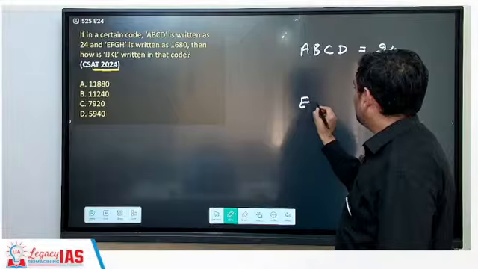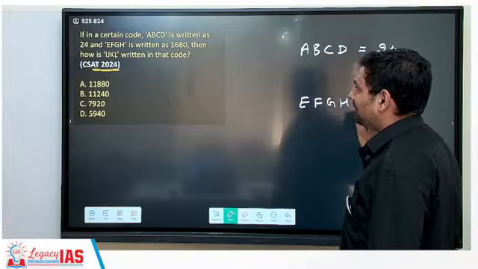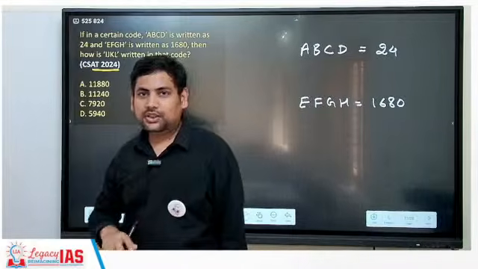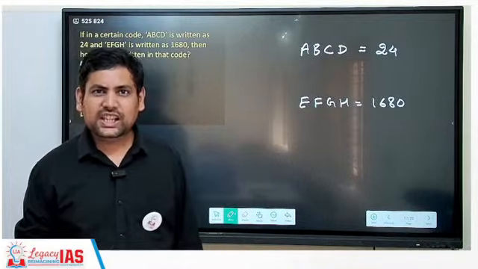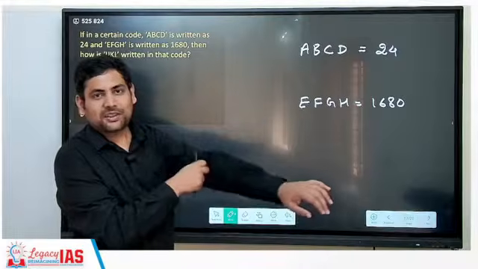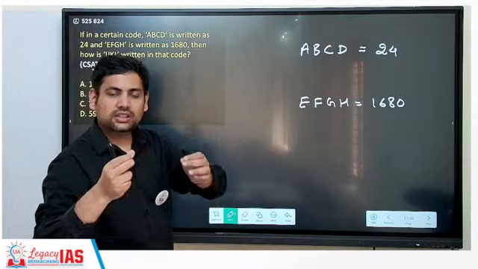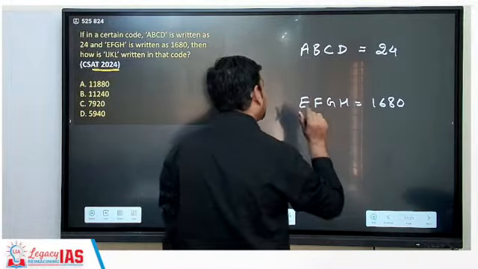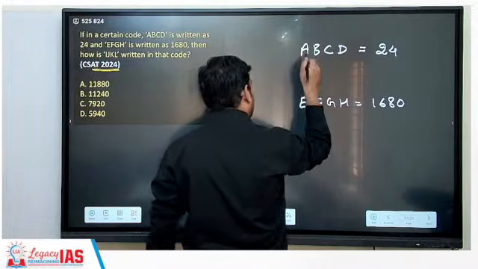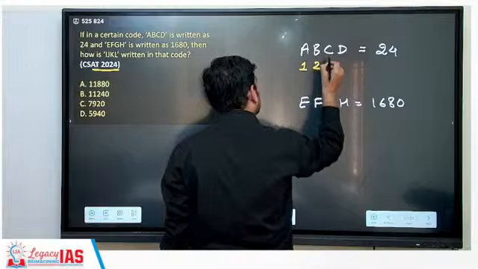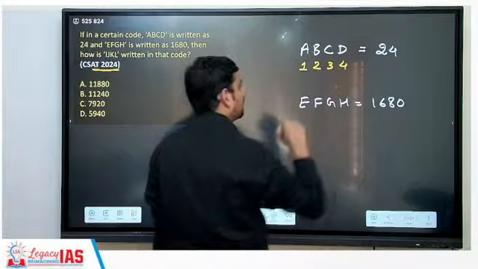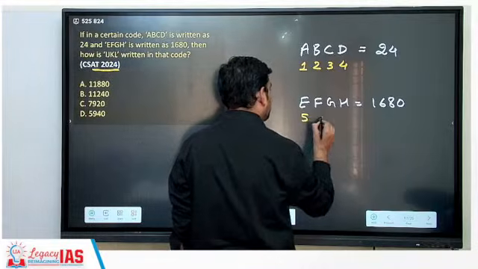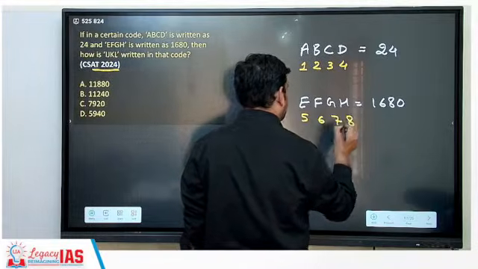Now, one good habit that you have by now, hopefully, is what you do. You don't panic, you don't think what is this, what is happening here, why suddenly letters became digits. No, you first write down the letter codes in forward direction. This habit at least you get from this lecture. So what you do? A is 1, B is 2, C is 3, D is 4. EFGH, this is 5, 6, 7, 8.